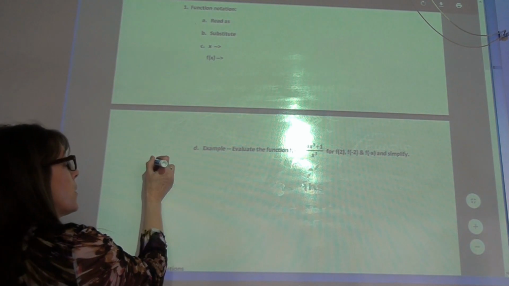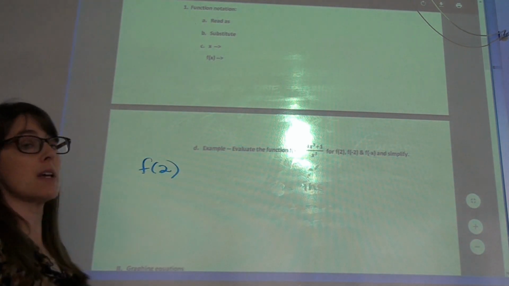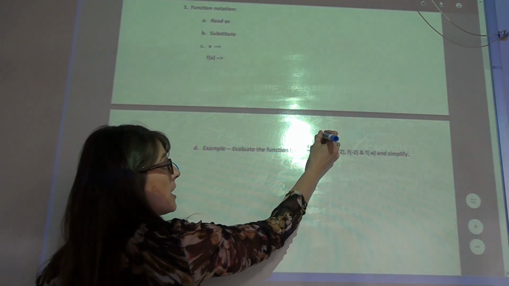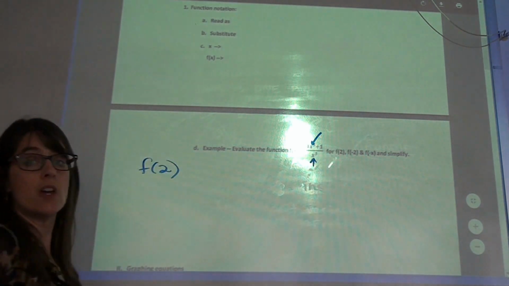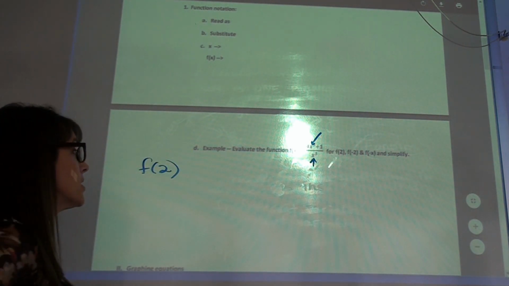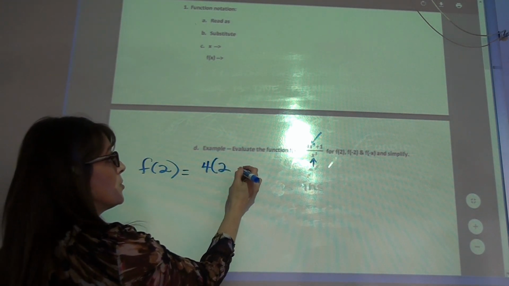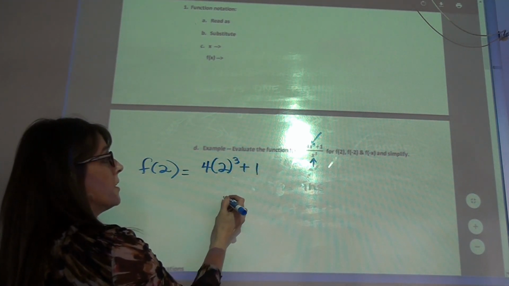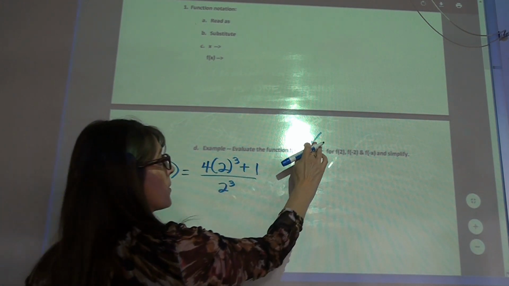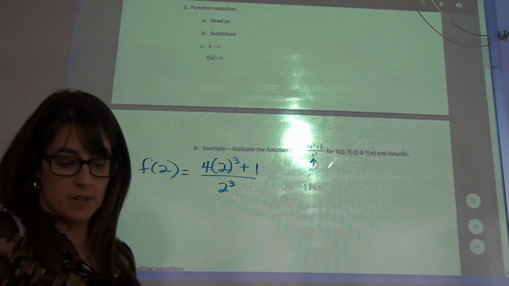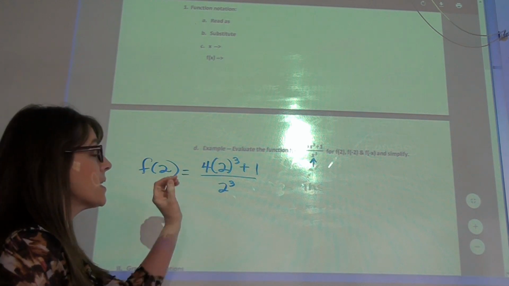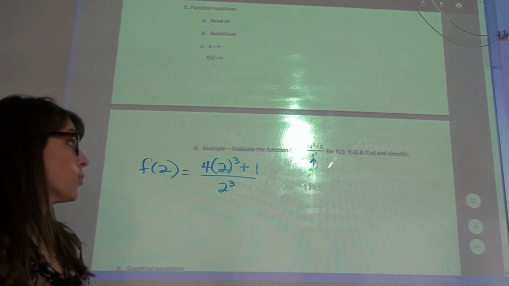So if I'm going to evaluate f of 2, what that means is I'm just simply going to take this 2 and plug it everywhere I see an x. And then I'm just going to follow order of operations. So in other words, I'll have 4 times 2 to the third power plus 1 over 2 to the third power. So then, once I plug it in, all I have to do is follow order of operations.